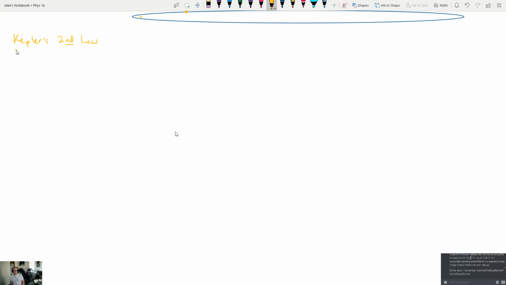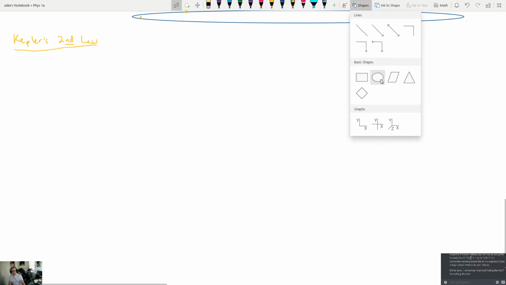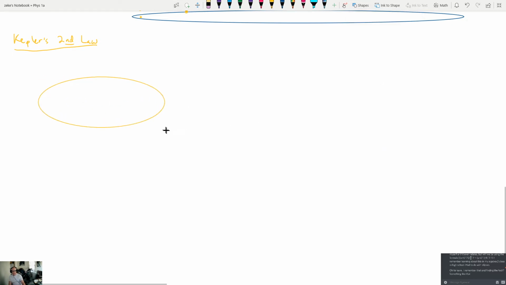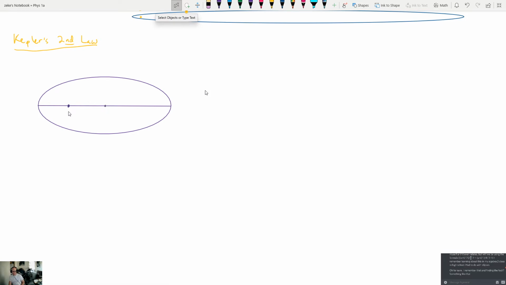So to describe this law, I'm again going to have to draw a picture of an ellipse. So we start off with an ellipse. We'll draw one line through it. So if this is the center, and this is the focus, so here's the sun sitting at one of the foci of the ellipse. And then up here we'll put a planet.